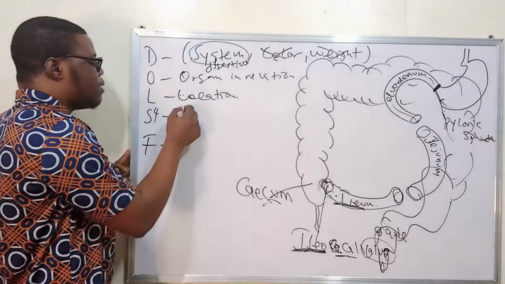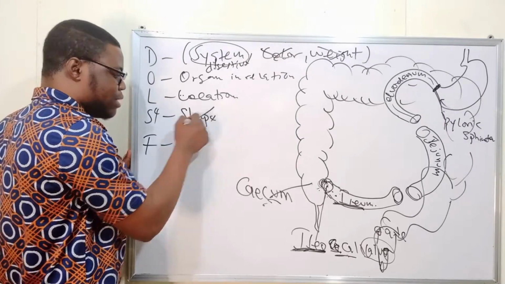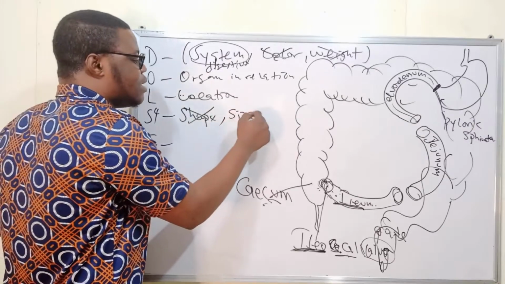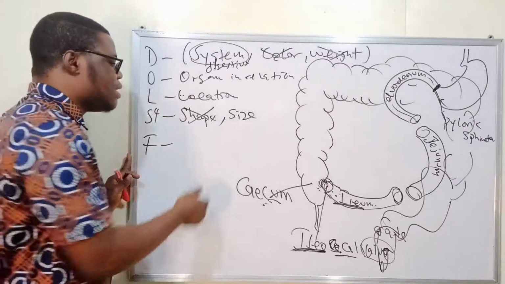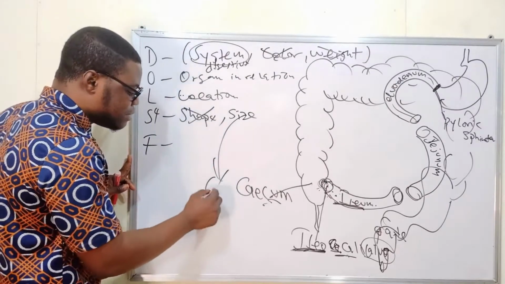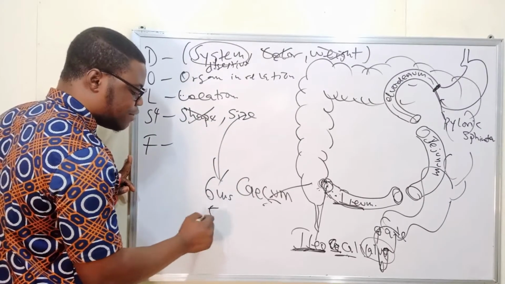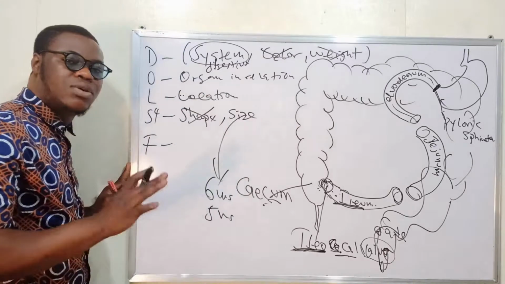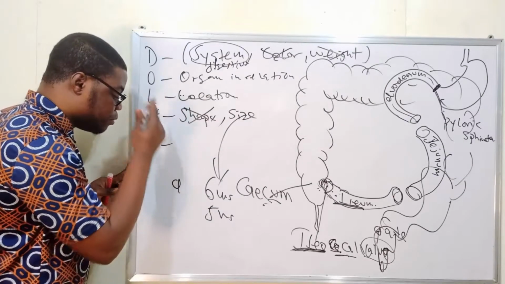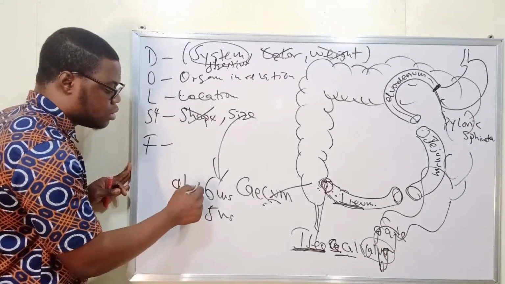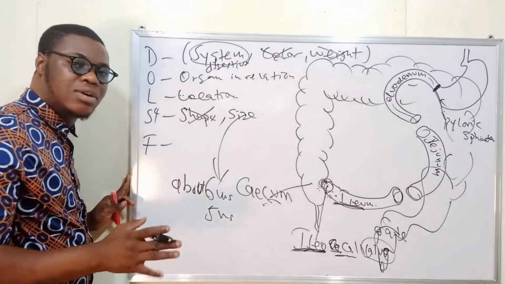Now, the next one is the shape. So you neglect the shape as well. Next one is the size. Now, talking about the size of the small intestine. The small intestine is about 6 meters long, or you can use 5 meters long as well. So both are correct. Just always add your word "about". Once you put "about" there, you are correct.